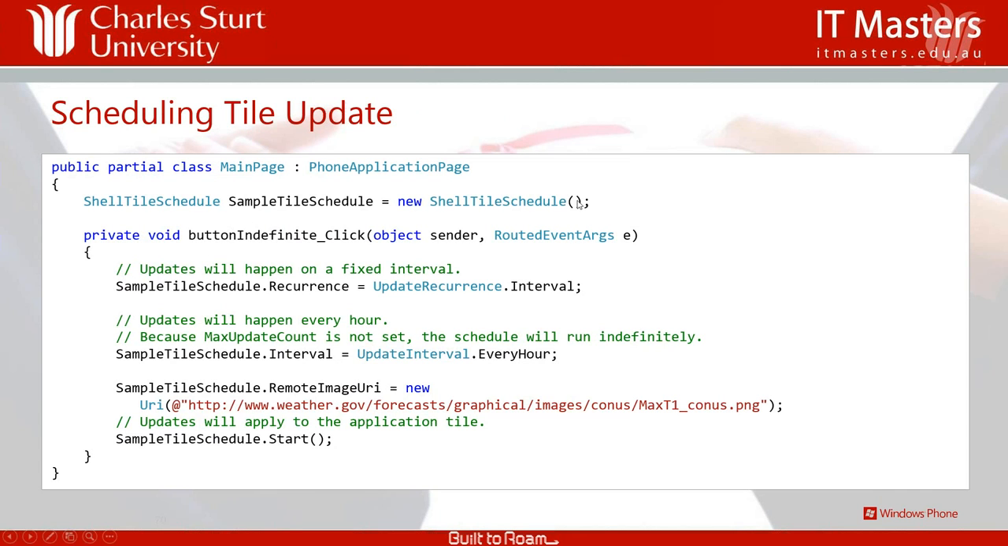Essentially we're creating a new instance of the shell tile schedule. We're setting the recurrence, the interval, and the URI where we're going to be downloading the image from. And remember, we're just using this to update the image on the front side of the tile, and then we're triggering start. Okay, so in this case, it's going to trigger every hour and go ahead and update. And because we're not specifying the max update count, essentially this schedule is going to run indefinitely.